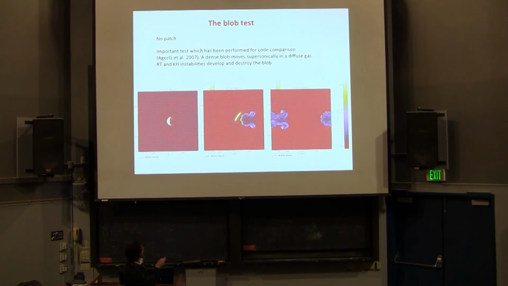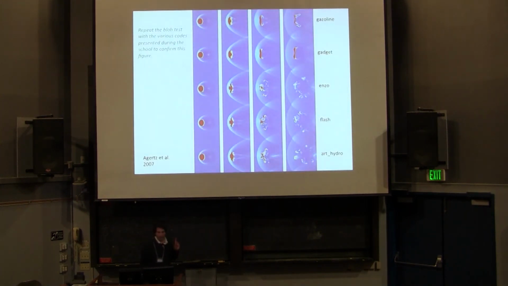Okay, you have essentially all this sort of turbulence in the wake of the cloud, and after a while you see that the clump is completely disrupted. Okay, so this is a nice problem, and there is a suite of tests which have been performed by Agertz et al., where they compare many codes. Well, five codes, so two SPH and three grid codes. And so you see the different results you get from the different codes.